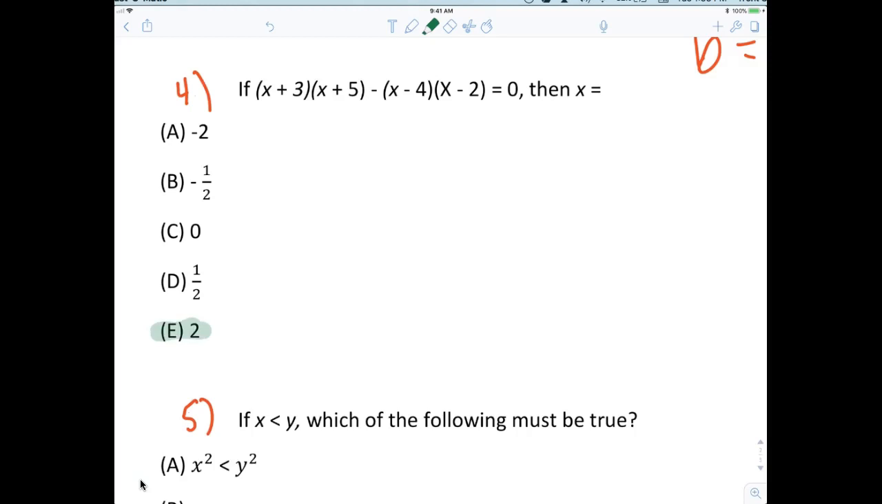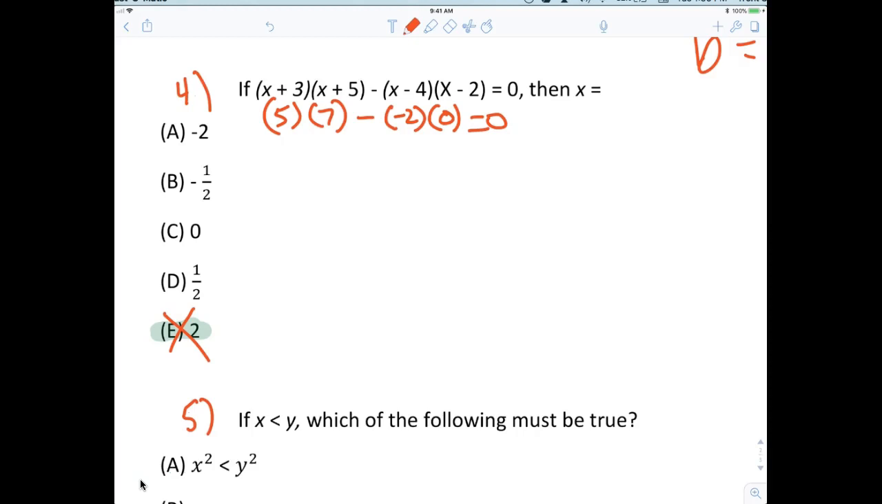All right, when I substitute in, pay attention. If I substitute 2 in, I get 5 times 7 minus negative 2 times 0. Does that obviously equal 0? That's not it. All right, so that's out. What do I want to try?